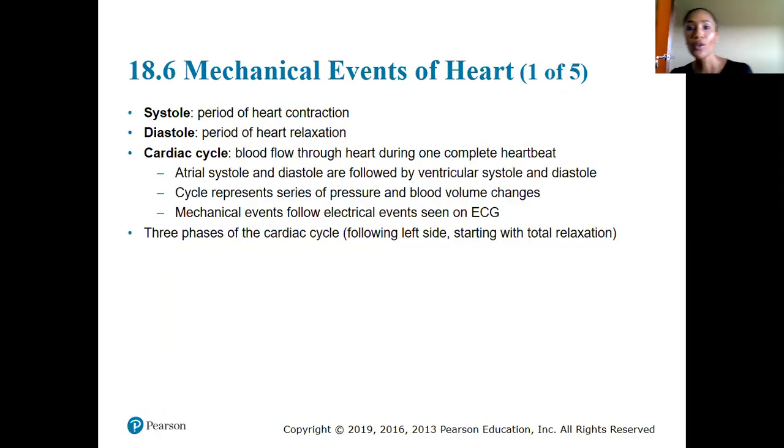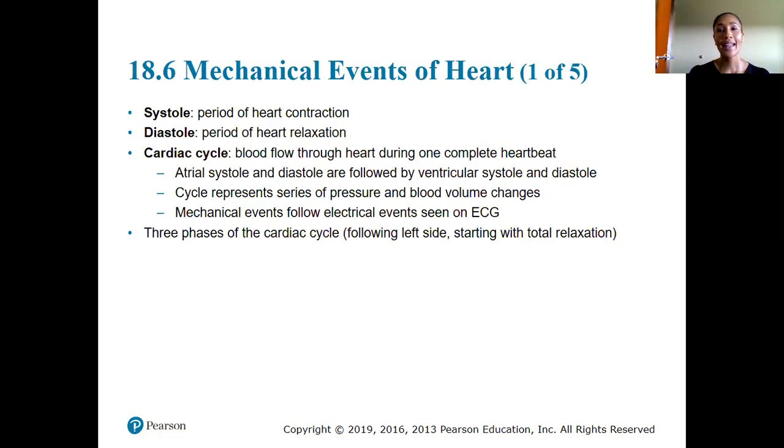Okay, moving on to the mechanical events of the heart. So this is going to be talking about the cardiac cycle. And two terms that we refer to when we are talking about the cardiac cycle are systole, which is a period of heart contraction, and diastole. I always want to say that word differently, and I have to always remind myself, diastole. This is a period of heart relaxation. So the cardiac cycle is going to involve blood flow through the heart during one complete heartbeat. So one entire lub dub is what we're referring to as the cardiac cycle.